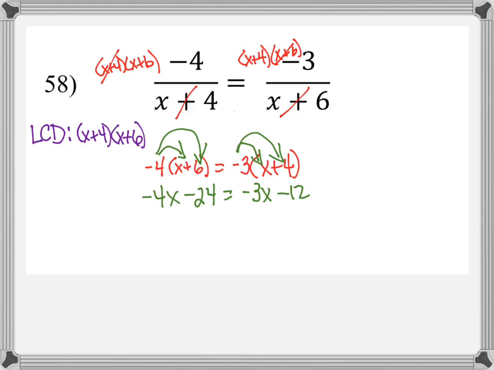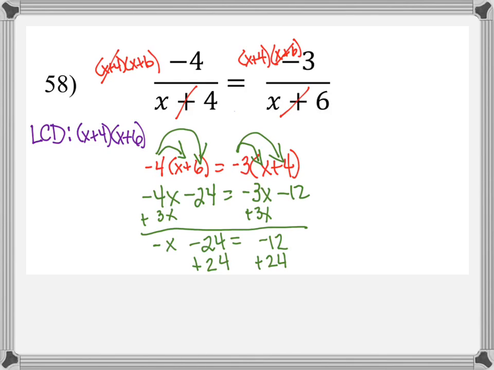In order to solve this, let's get our x terms, our linear terms, on one side of the equal sign and our constants on the other side. I'm going to start by adding 3x to both sides. We'll get -x - 24 = -12. I'm going to add 24 to both sides. I have -x = 12, but we don't want negative x, we want what x is. So let's divide both sides by -1, and x is -12.